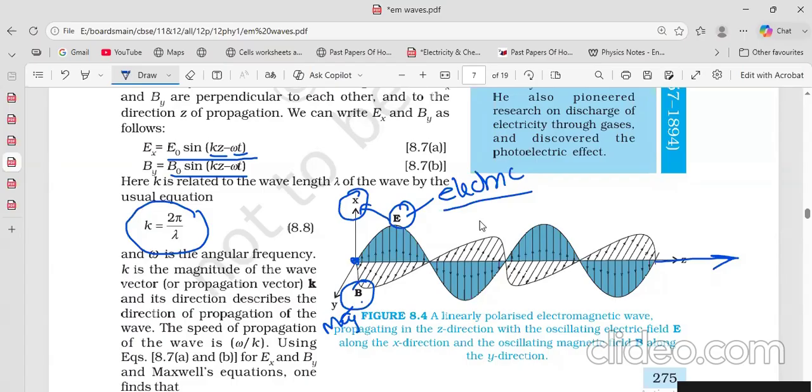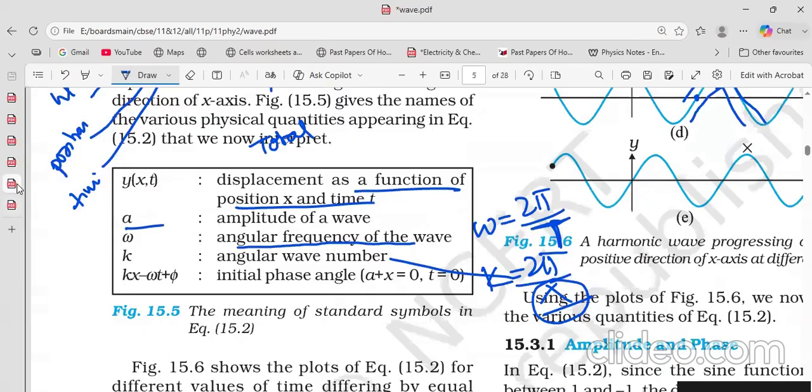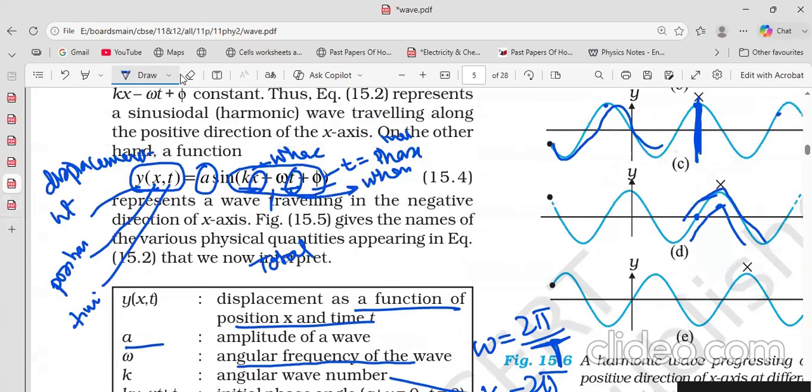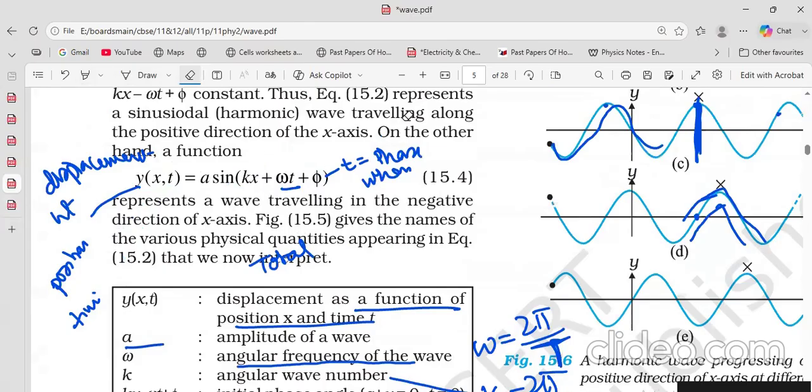He's taken the wave at time t0. It starts at 0, so that phi factor is missing. This factor he's not using. He's just using the simplified form of this. Now what happens? Just see what we are talking about. This equation.